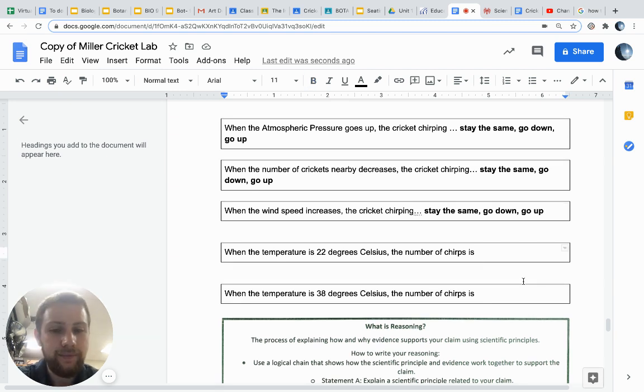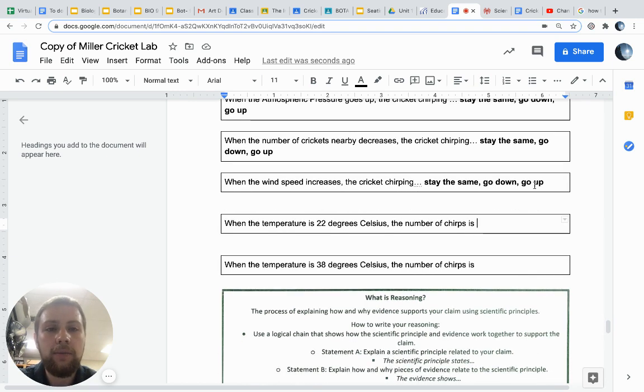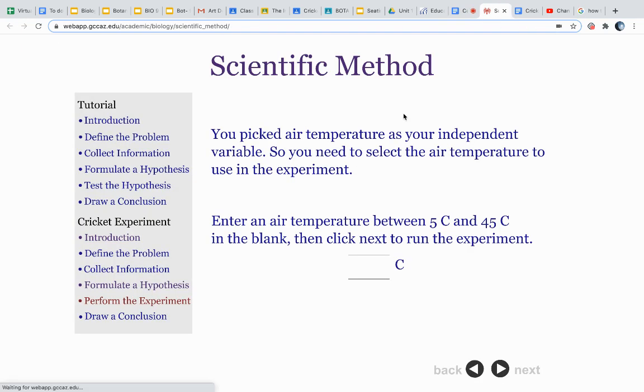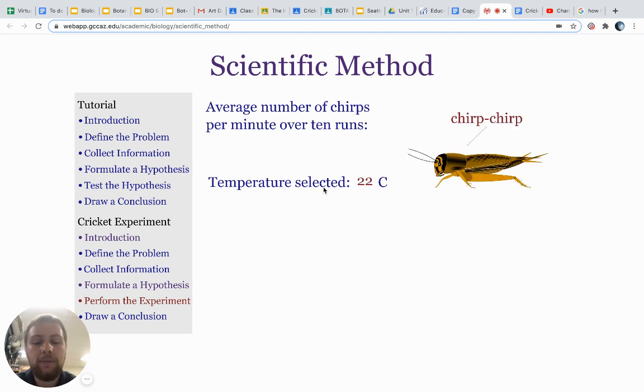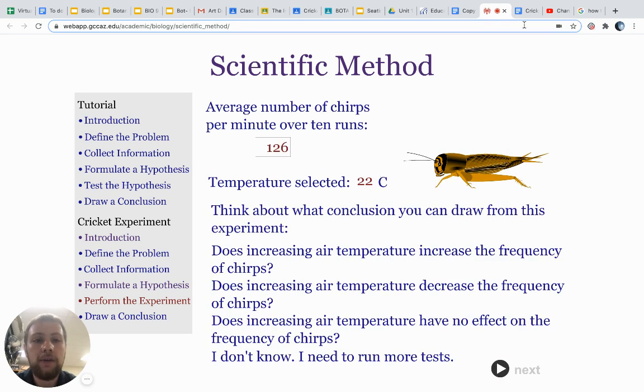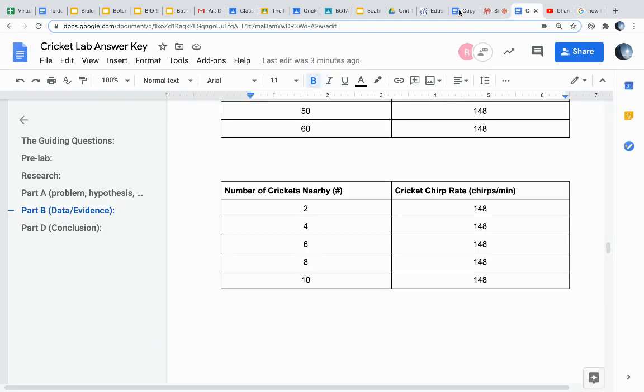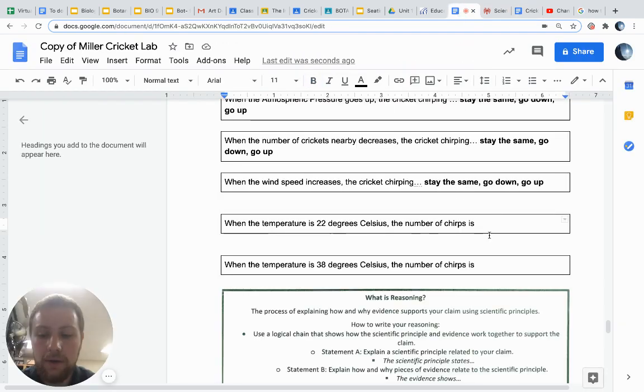Here, they want us to give: when the temperature is 22 degrees Celsius, the number of chirps is what? We got to think about that. We're going to enter the data here. If we have 22 degrees Celsius, the number of chirps by using our simulation is going to be 126. You would need to use your virtual lab for that. And then I won't give you this one, but figure that out using that simulation.